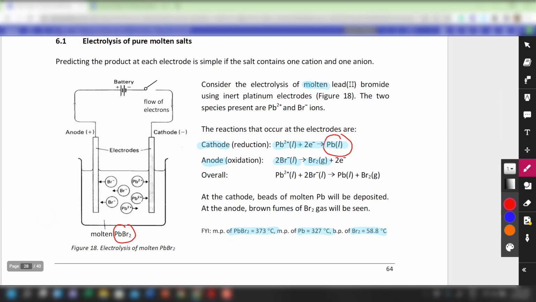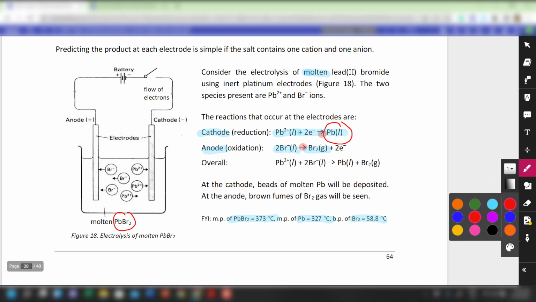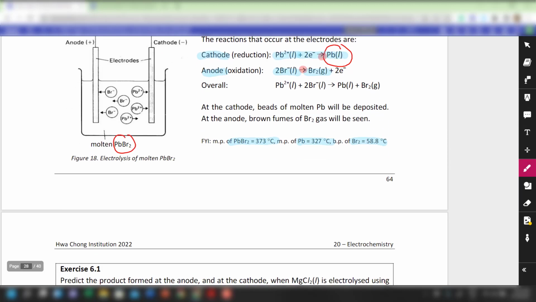Okay, yeah, so do remember the single arrow, because in the past some of your seniors wrote an equilibrium arrow, and you'll be marked down during assessment.